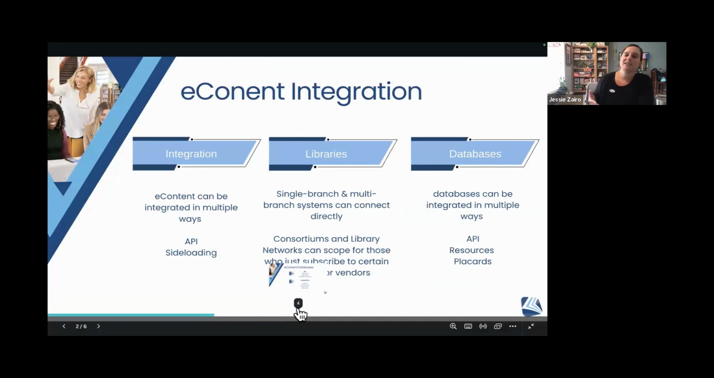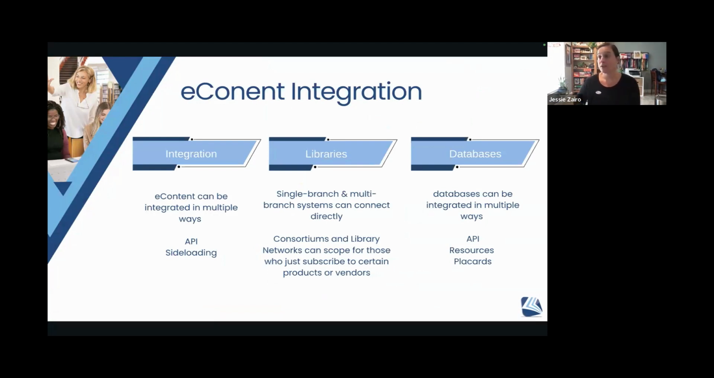When we say eContent integration, what do we mean? Well, there are multiple ways that you can tie eContent into Aspen Discovery. There's essentially two ways. One, via an API, and we'll talk about those vendors that can do it. And then the second is side loading, which means you get MARC records from that vendor and you can bring them into the system.